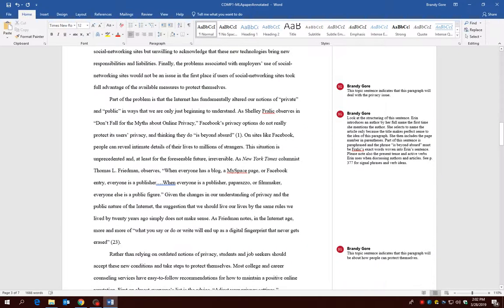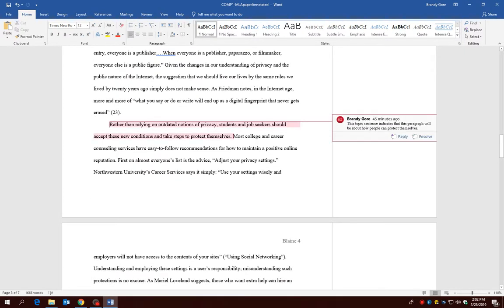So the rest of this paragraph also deals with the privacy issue, and she does this again. She gives credibility to the New York Times columnist Thomas Friedman. She names him full name first, and then when she comes back and refers to him again, it is last name.